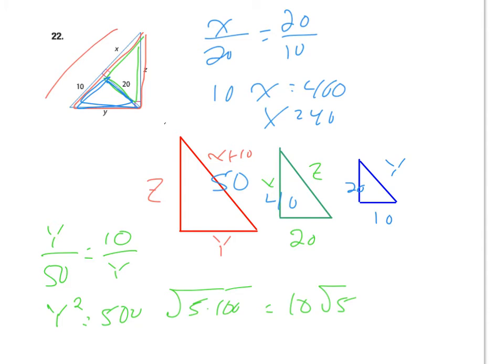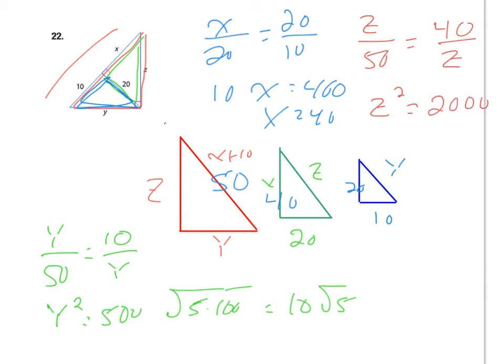And I see right here that I can do z is to 50 as 40 is to z. So I'm going to write that in red. Z is to 50 as 40 is to z. So I get z squared is equal to 50 times 40, which is actually 2,000.